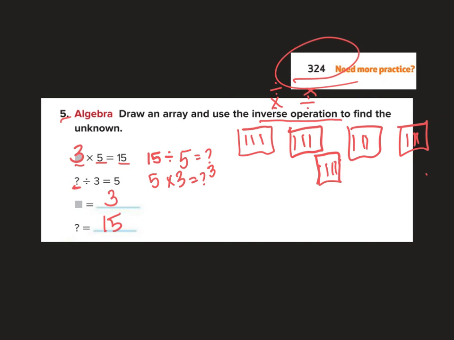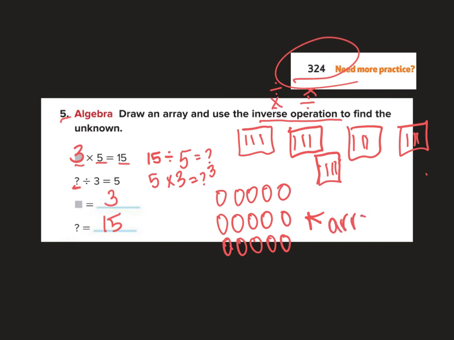So, uh-oh, it said draw an array. Should have drawn an array. 1, 2, 3, 4, 5. 1, 2, 3, 4, 5. There is my array. I've got 15 counters. I've got 3 groups of 5 or 5 groups of 3, whichever way you want to look at it.